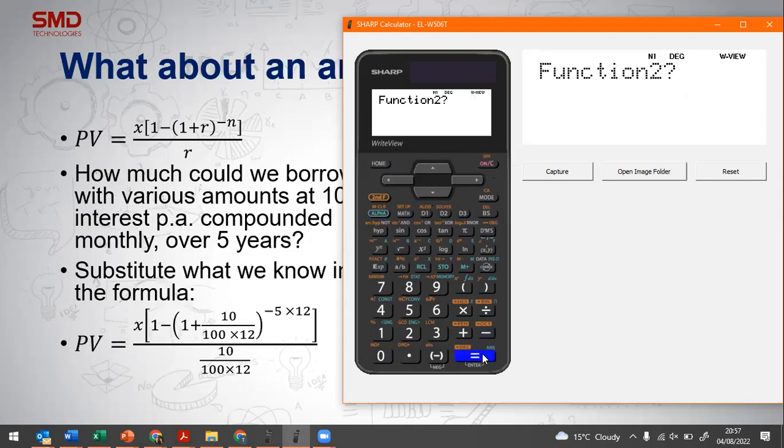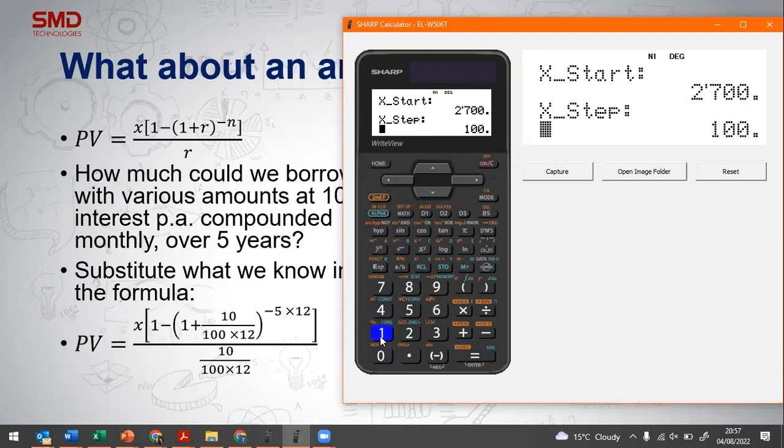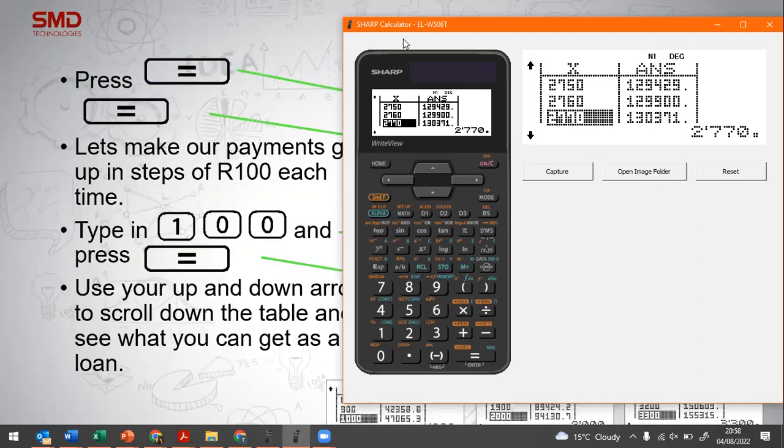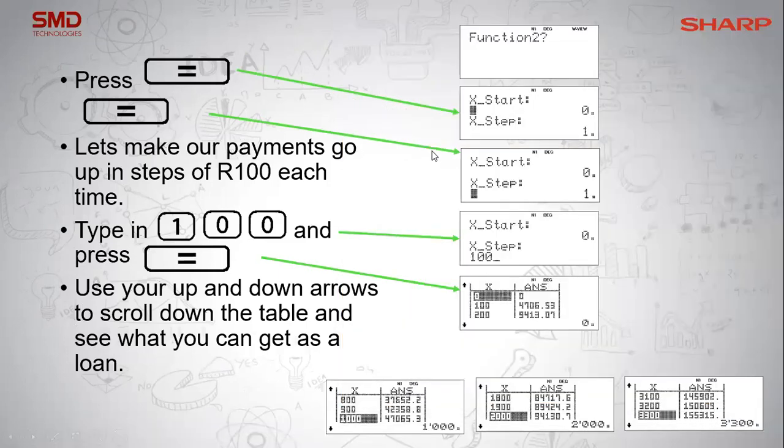What we can then do is go back to our start and say 2,700, and this time make our step 10, and then we can get a nice accurate assessment. We can see that we're going to pay between 2,760 Rand and 2,770 Rand per month to borrow 130,000 Rand. So that's quite a nice way to work through the present value, and you can do this with future values and so on and so forth.